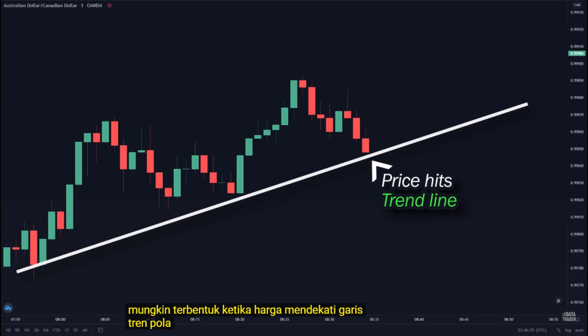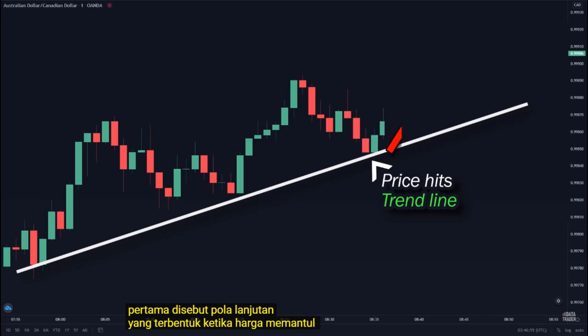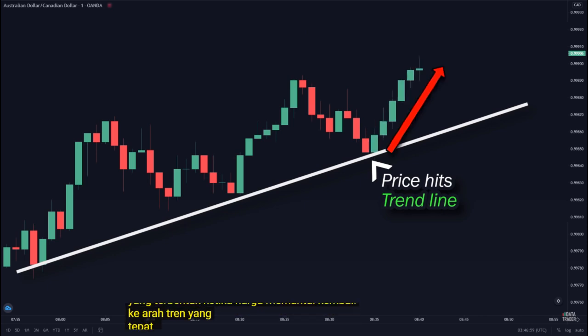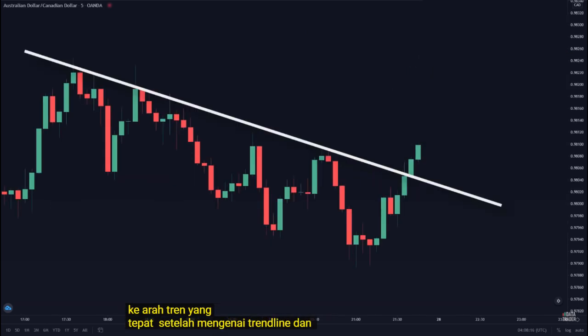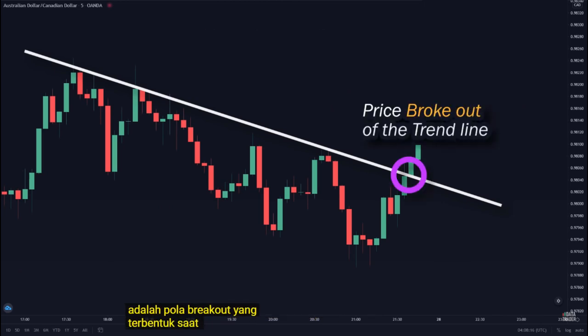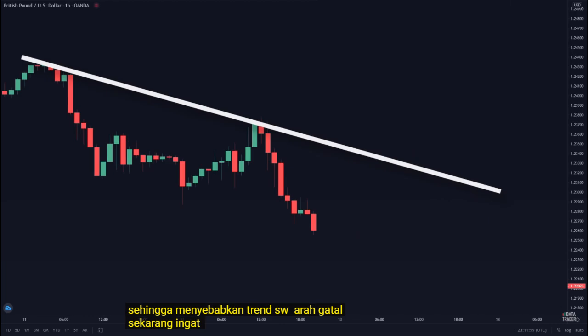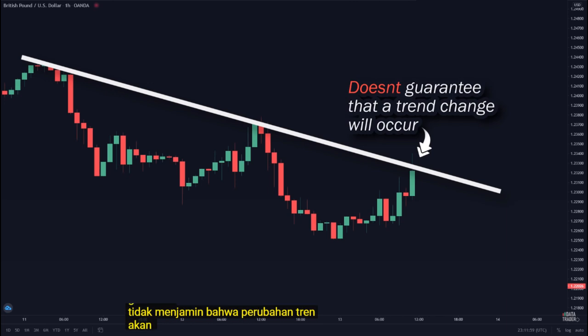The first pattern is called the continuation pattern, which is formed when the price bounces back to the direction of a trend right after hitting a trendline. And the second pattern is the breakout pattern, which is formed when the price breaks out of a trend line, causing the trend to switch directions. Now remember, just because the price hits the trend line doesn't guarantee that a trend change will occur. You need to use additional price action techniques to confirm your analysis, which I will discuss later in the video.